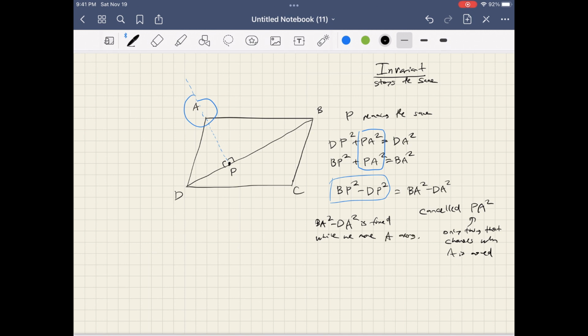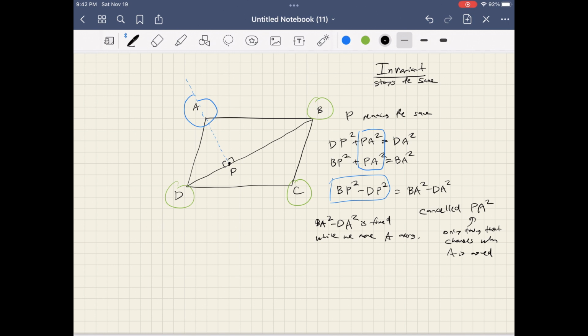However, this really isn't the invariant we're looking for, because we can also move other vertices like B, C, and D. If we were only allowed to move A and not any of the other vertices, if we just let all the other vertices be fixed in place, then BA squared minus DA squared would be a valid invariant. However, we need to find a different invariant that accounts for cases when we move the other vertices. So let's see what we can say for the other vertices.